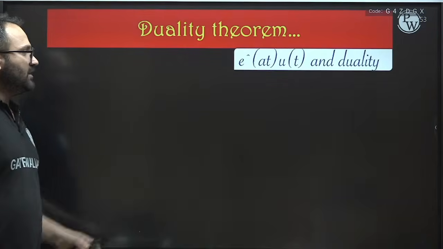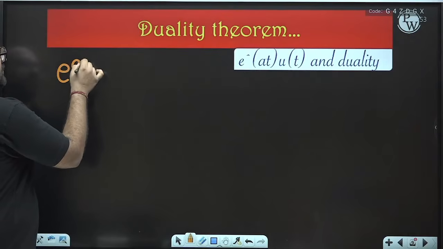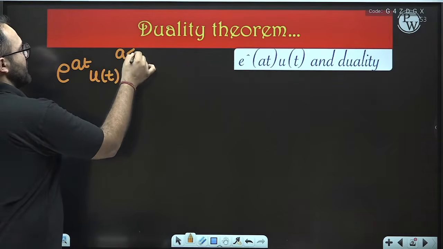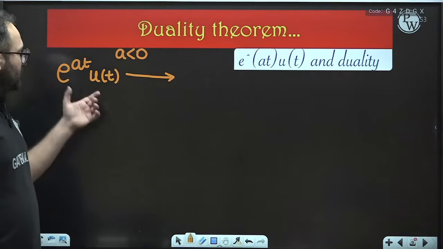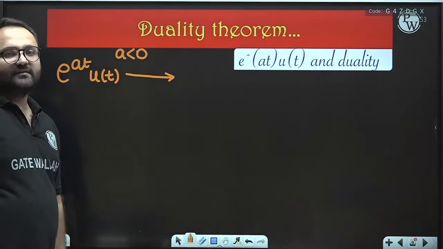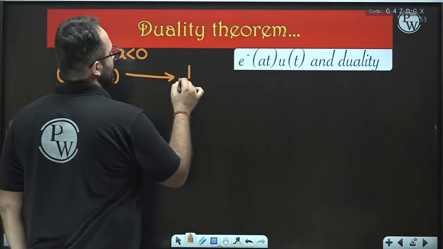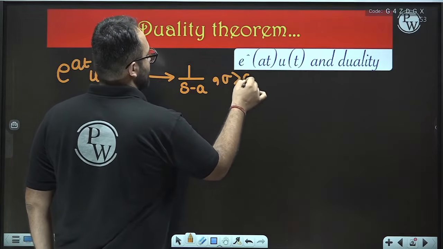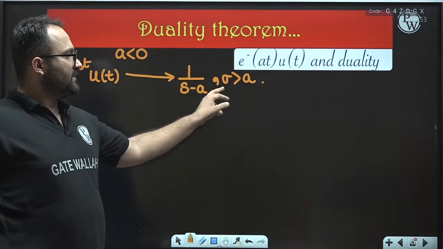Great. Similarly, we have e to the power at u(t), let us say a is less than 0, means a is a negative number. Now since a is a negative number, this exponential will be a decaying signal, and its Laplace transform will be 1 upon s minus a, with sigma greater than a.